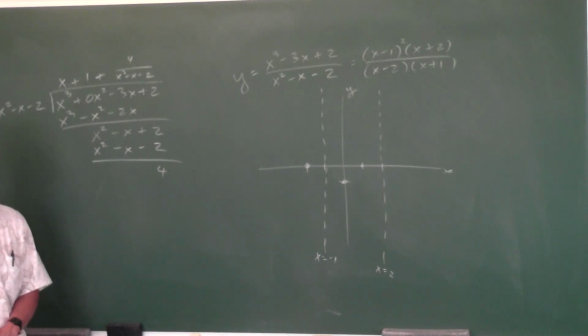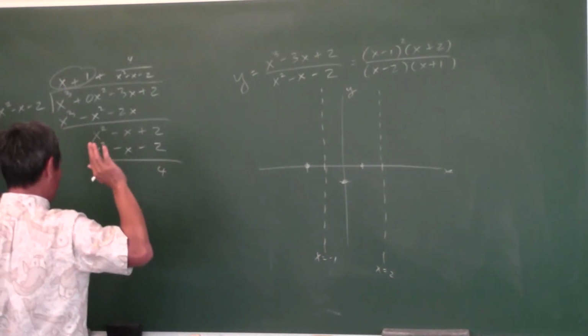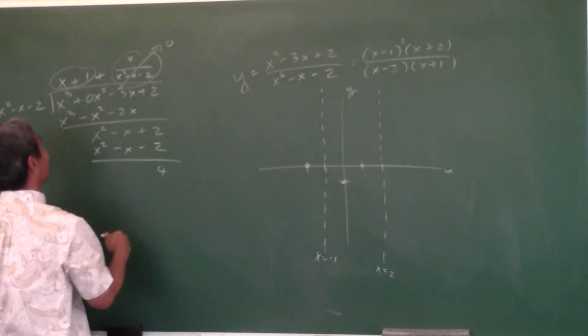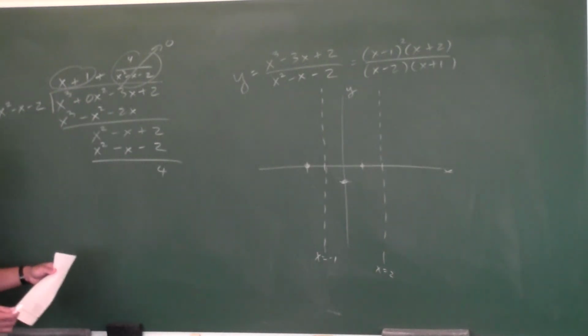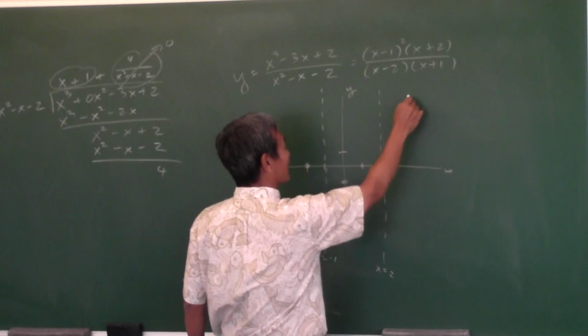So tell me, what's the slant asymptote? Y equals this, because as x approaches infinity or negative infinity, this thing here gets closer to 0. So whatever the quotient is, that's your slant asymptote. So the slant asymptote is y equals x plus 1.